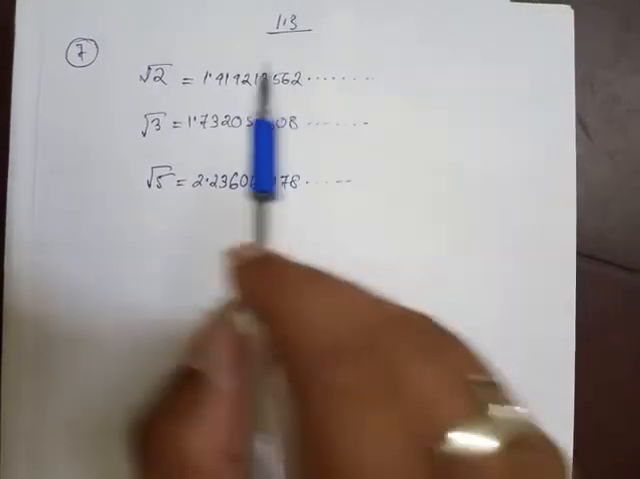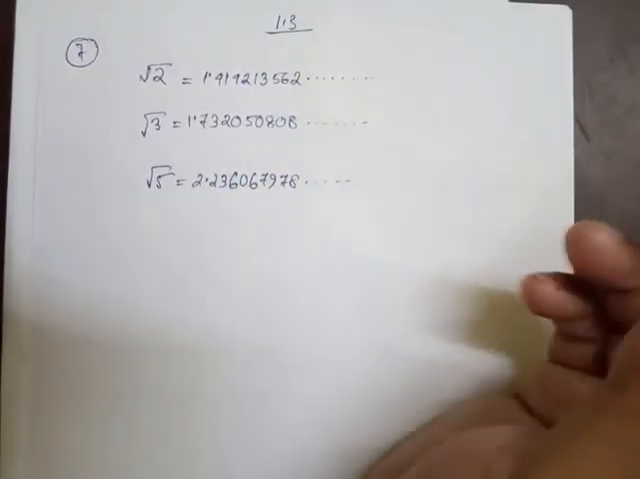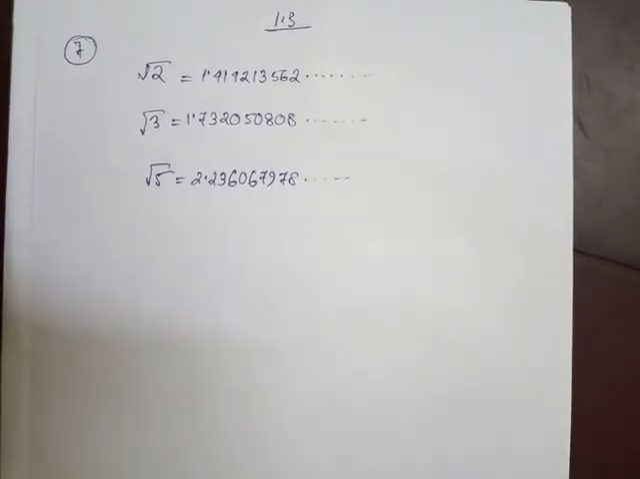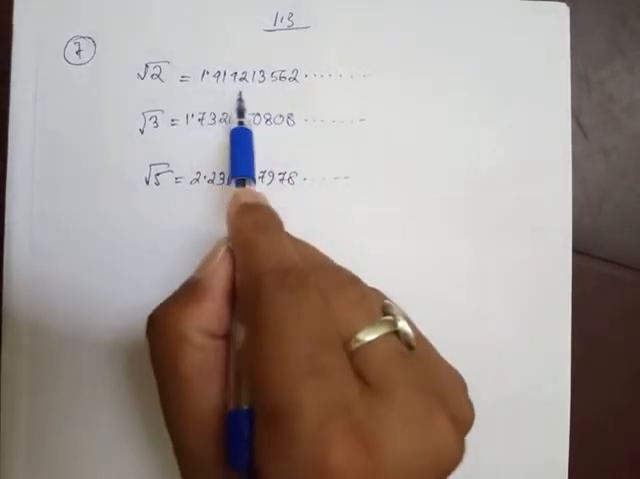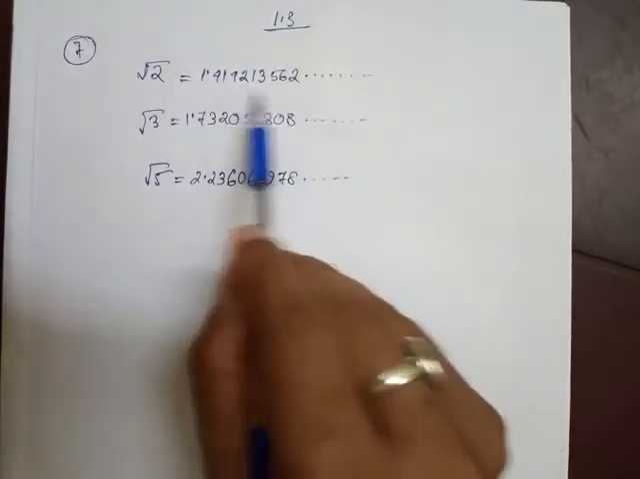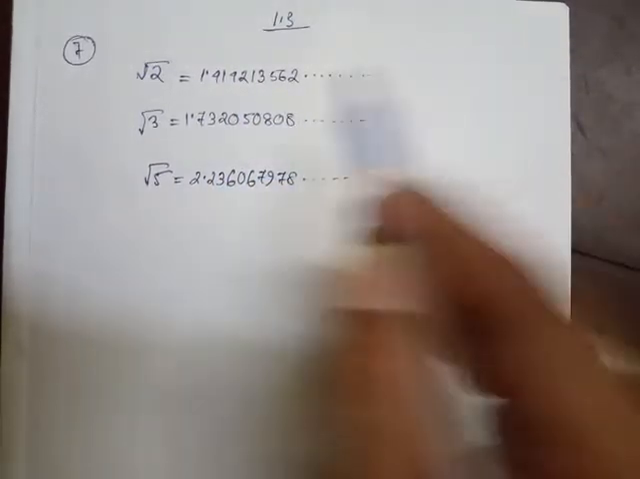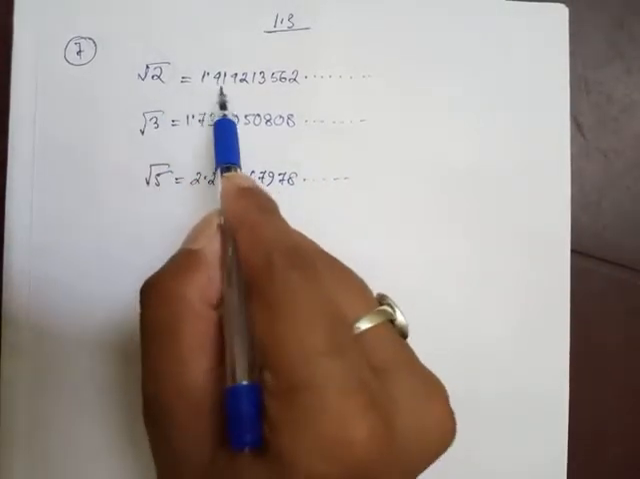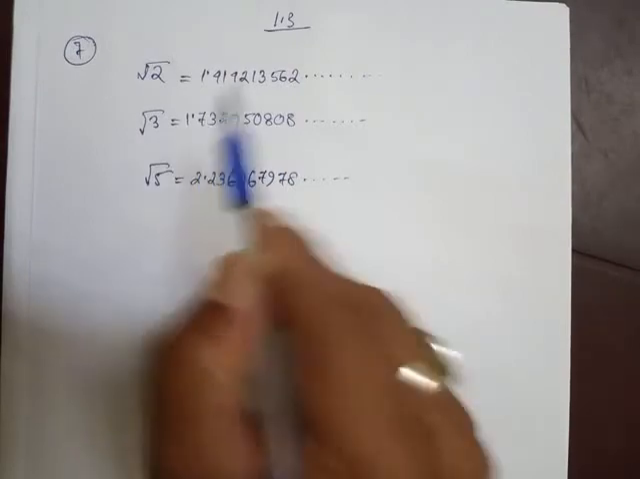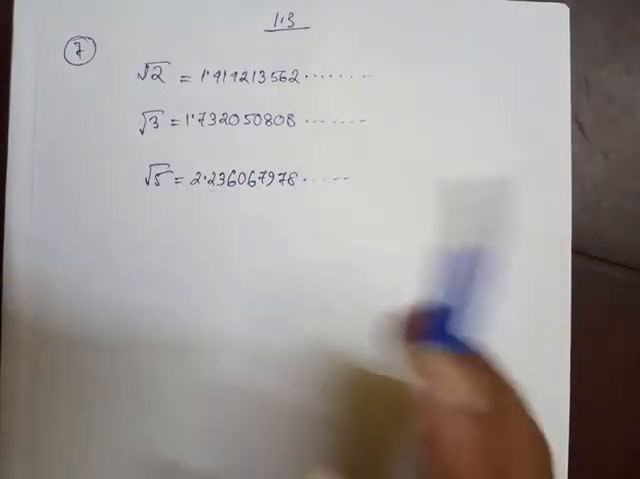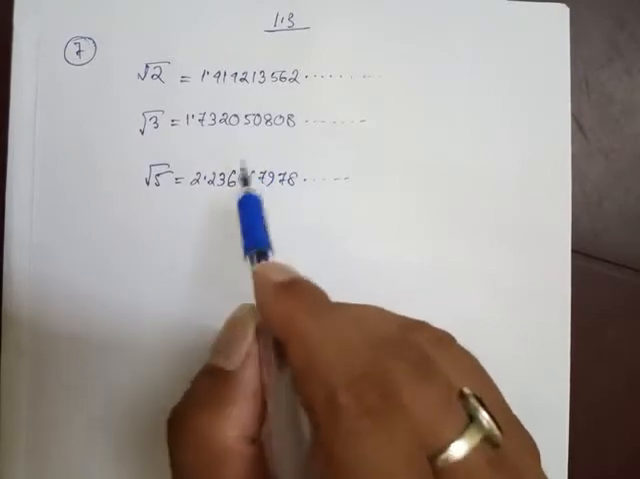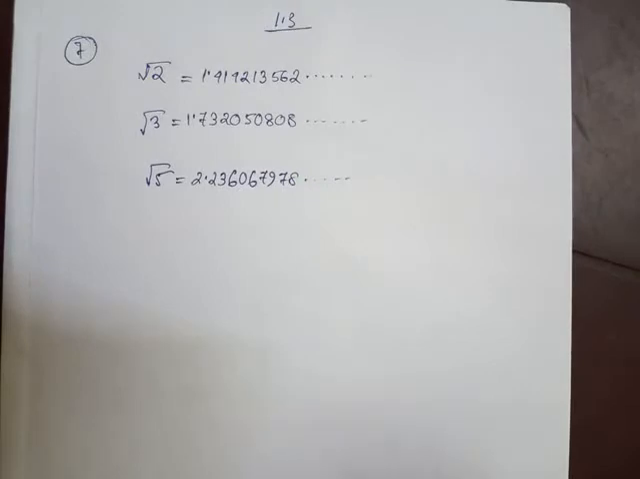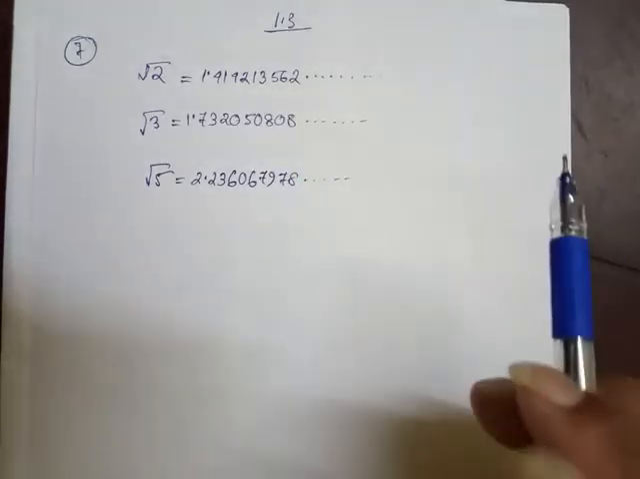Now look student, in this case particularly, as you can see, all the numbers are non-terminating but not repeating. I repeat again, all the numbers are non-terminating, which means it will continuously go on, but not repeating. Every time you will get a new number here. Normally the value of root 2 is 1.41, value of root 3 is 1.73, value of root 5 is 2.23, but if you go for the long division for root 2, root 3 and root 5, this will continuously go on. This is the example of question number 7.